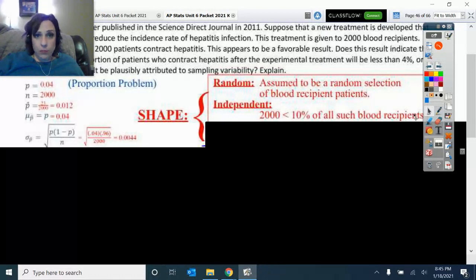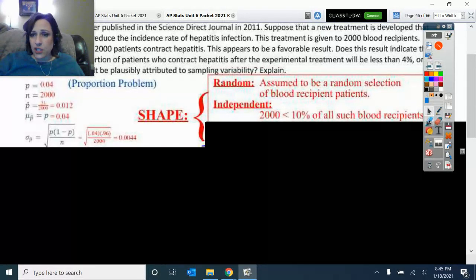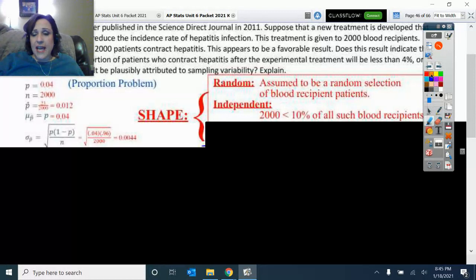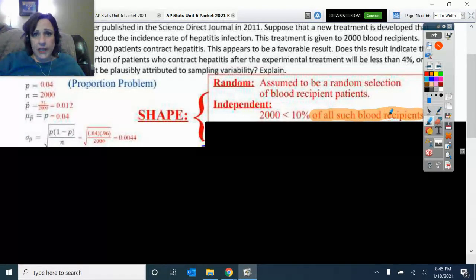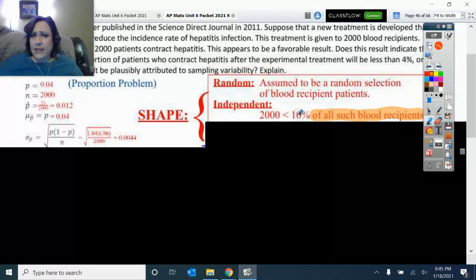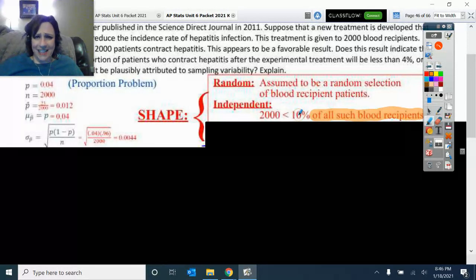Problem number one that my students do: they are negligent and they just leave off this part here. I have nothing extra written here. You cannot say 2,000 is less than 10%. Because the last time I checked, 2,000 is not less than 0.10.